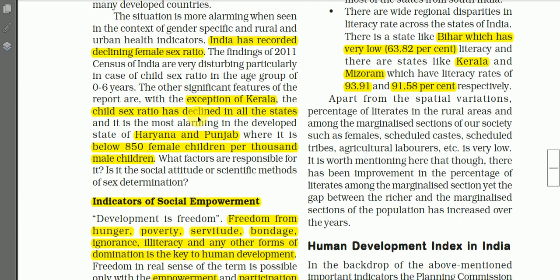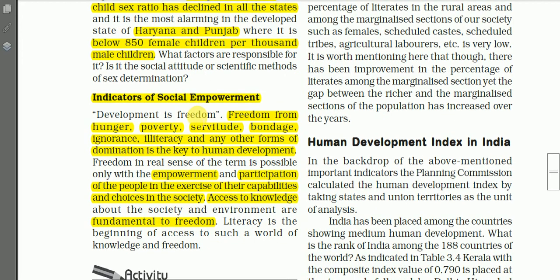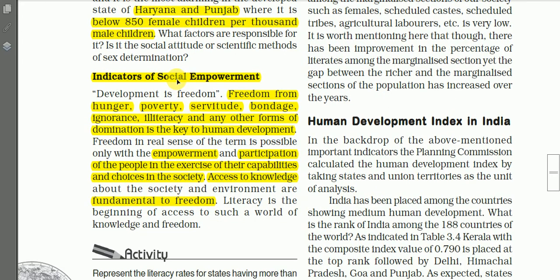And next we have the third one, indicators of social empowerment. Okay, this is the third one. So as we discussed earlier, development is freedom. That is, freedom from hunger, poverty, servitude, bondage, ignorance, illiteracy, and any other forms of domination is the key to human development.